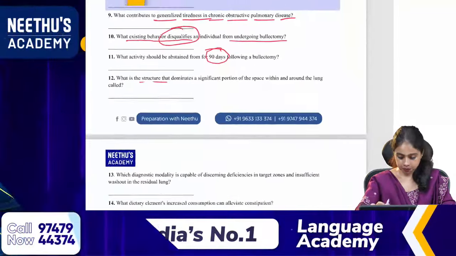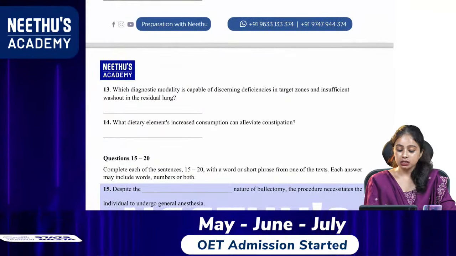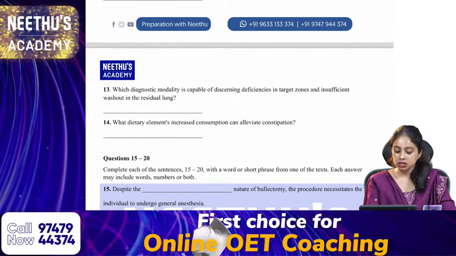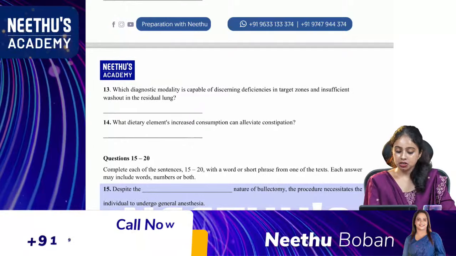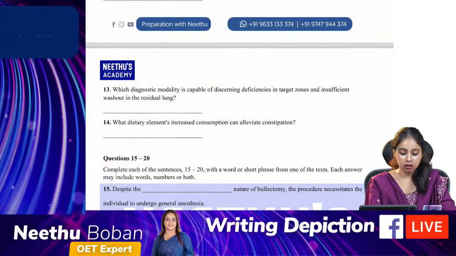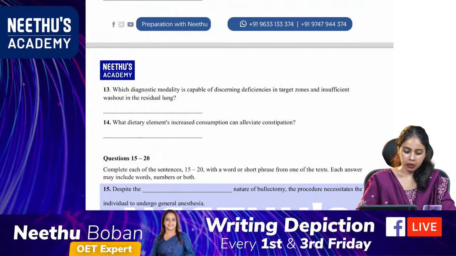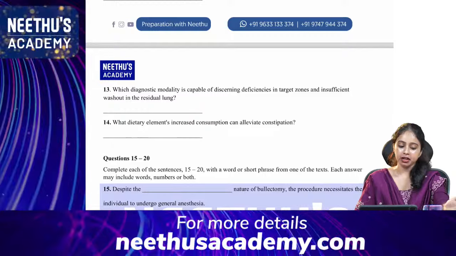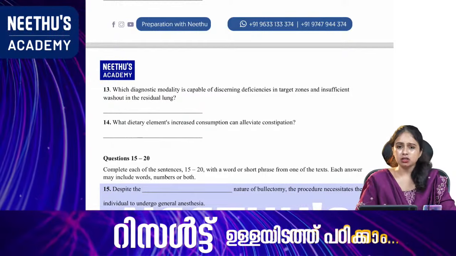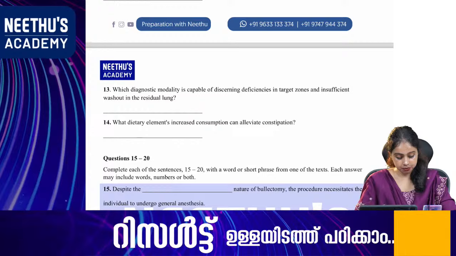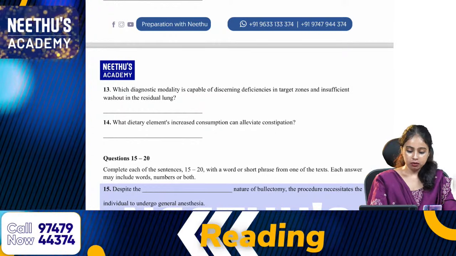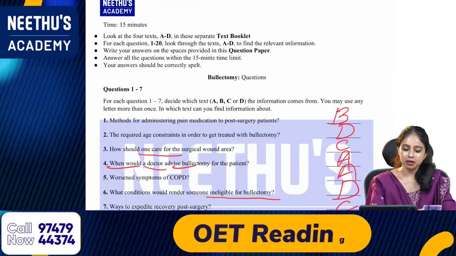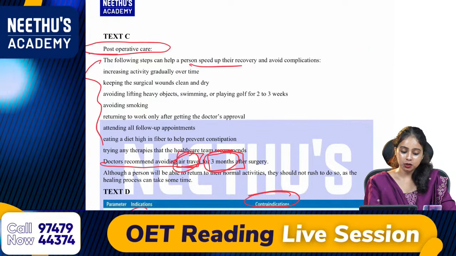Okay, so very next question, the 13th one. Which diagnostic modality is capable of discerning deficiencies in target zones and insufficient washout in the residual lung? So what about the 13th question? Any idea? Srija, Jia. Yes, very good. It's very easy, right? What about the 13th one? Any guess? Okay, very good, isotope scan. So that is the correct answer. I'm very happy you guys got the answer. Deepthi, isotope scan, very good.